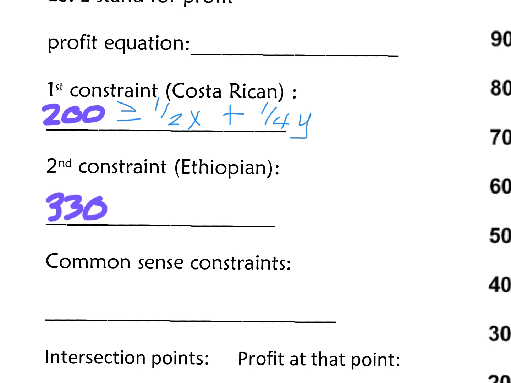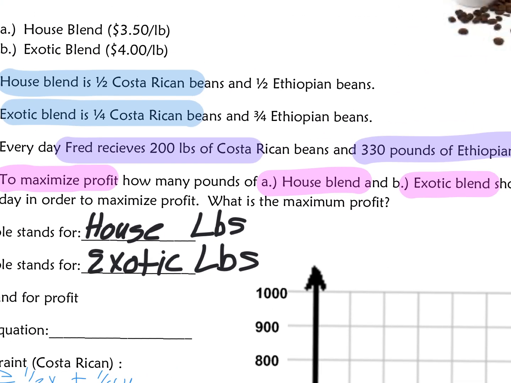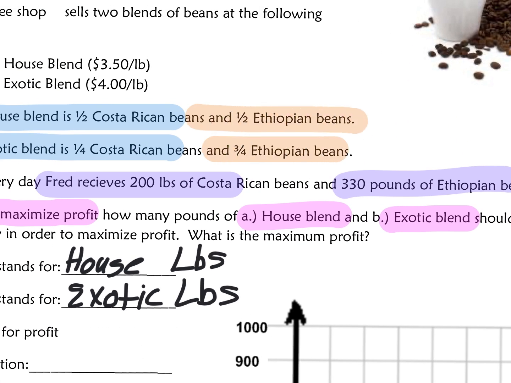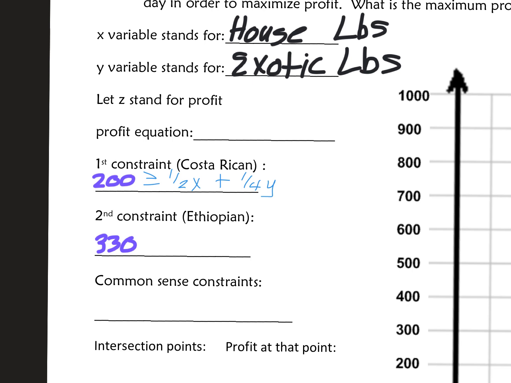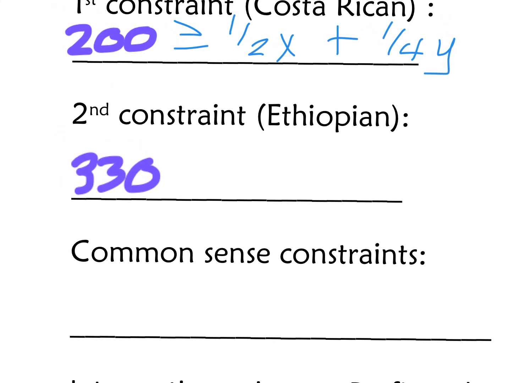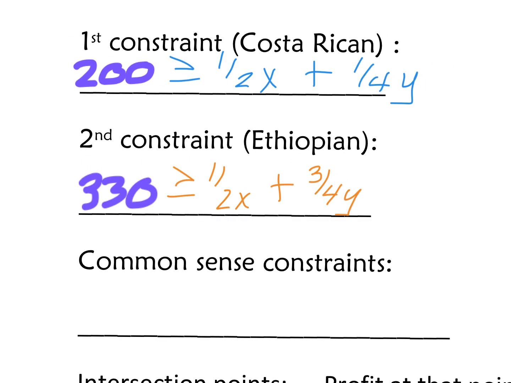And then our second limit has to do with Ethiopian beans. So the house blend is half Ethiopian beans. The exotic is 3/4 Ethiopian beans. So we are going to use that to represent this equation, and again, inequality, sorry. And again, it's got to be less than or equal to.